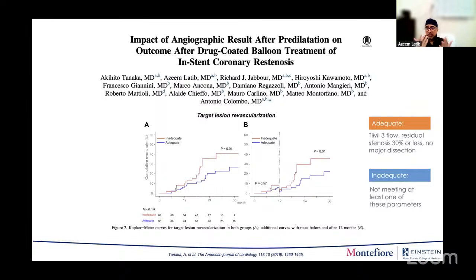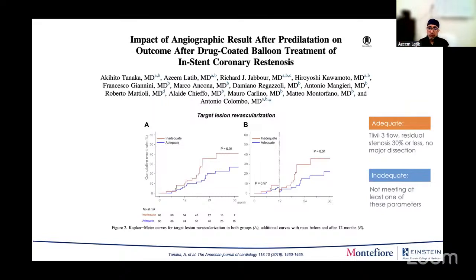So what we keep talking about, TIMI-3 flow, residual stenosis less than 30%, no major dissection. Or the patients where there was residual stenosis less than 50%, and separated them. And what we showed was that there was clearly a very significant difference. If you got a good result, you had better long-term outcomes. And the further away you were from the restenosis or the treatment, the better the outcome was.